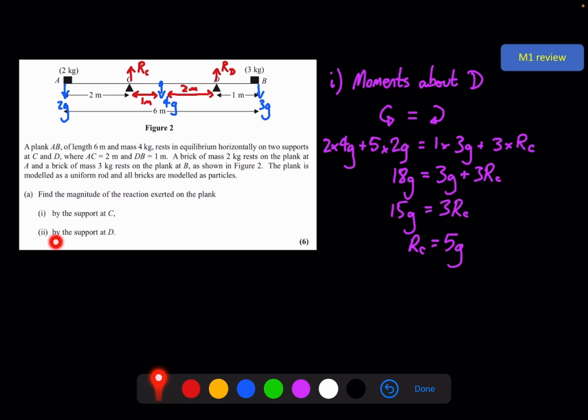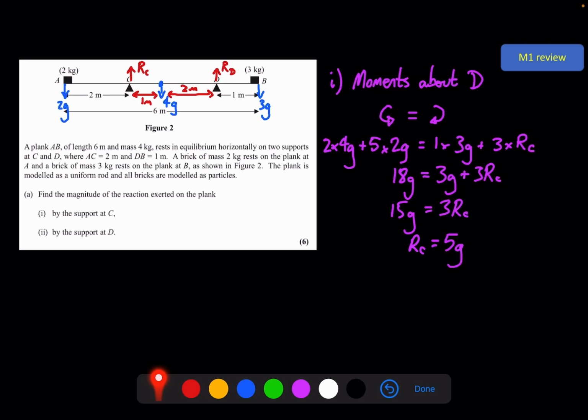Part 2 then is to find the reaction at support D. Now, having started this process with moments about D, I've got two options now. I could do the same thing with a moment equation about C and get a very similar equation where RD will be the one thing I don't know. But there's actually an easier way.